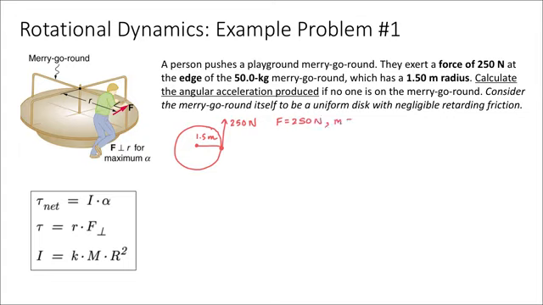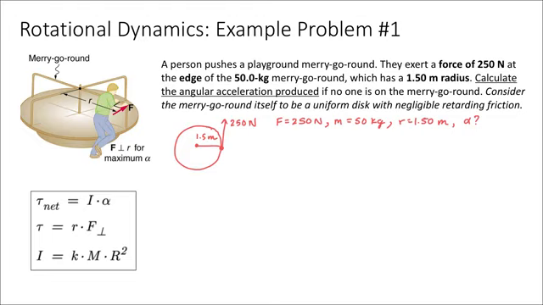The mass of the merry-go-round is 50 kilograms. The radius is 1.50 meters. And let's see, am I given any other information? I don't think so. I think that's everything we have. So I'm going to identify my unknown here. So I'll say that my unknown is alpha. I want to solve for the angular acceleration of the wheel.